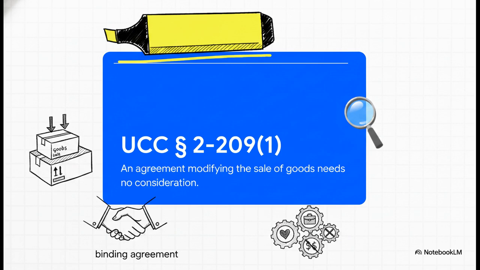If you're dealing with the sale of goods, meaning UCC Article 2 applies, you do not need new consideration for a modification to be binding. The only requirement is that the change is done in good faith, with a legitimate commercial reason, and definitely not as an attempt to extort the other party.